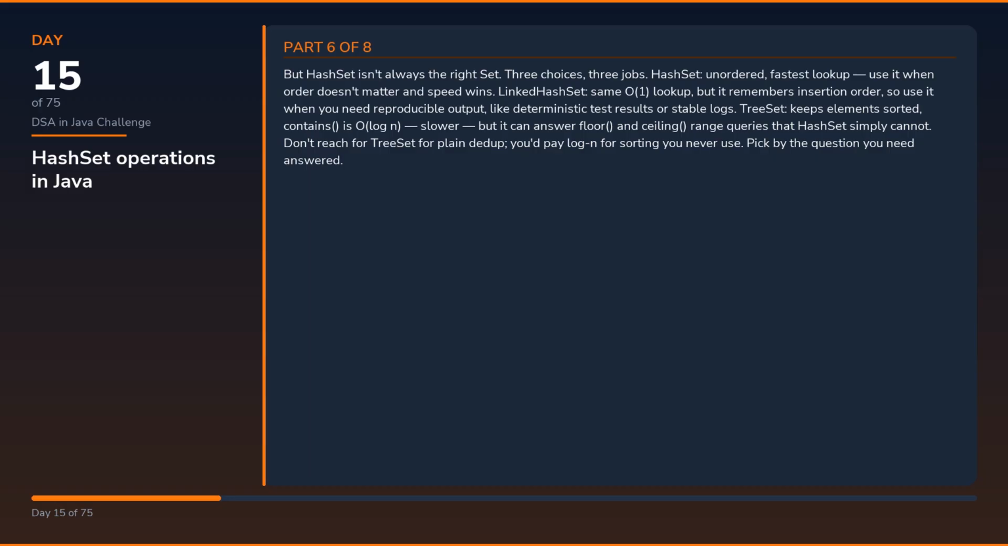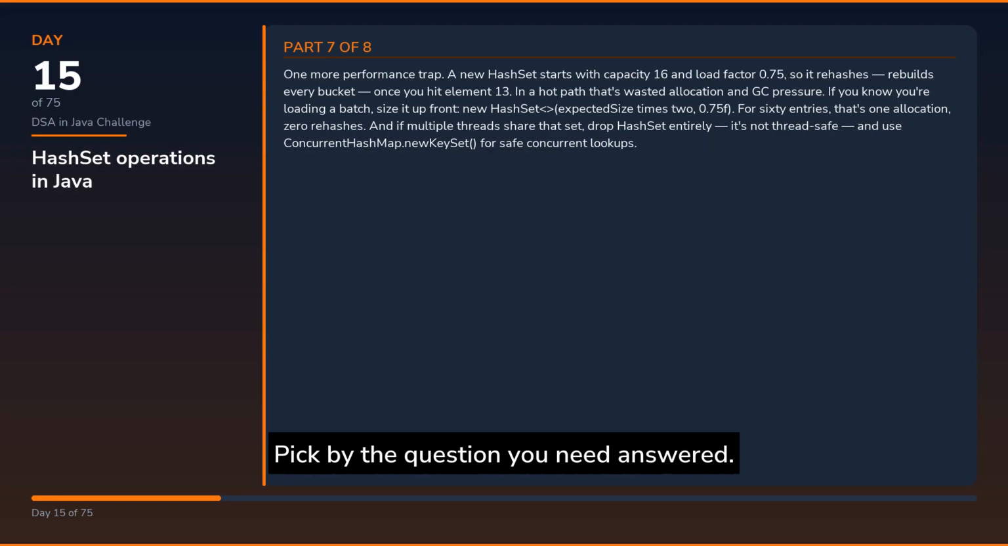TreeSet. Keeps elements sorted. Contains is O(log n). Slower, but it can answer floor and ceiling range queries that HashSet simply cannot. Don't reach for TreeSet for plain dedup. You'd pay log n for sorting you never use. Pick by the question you need answered.